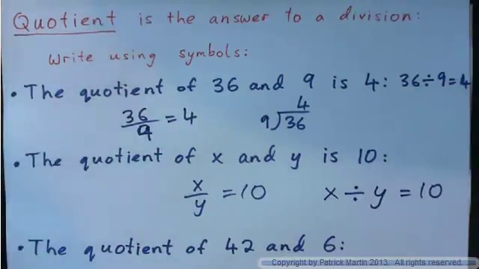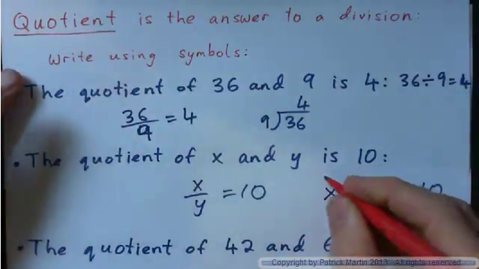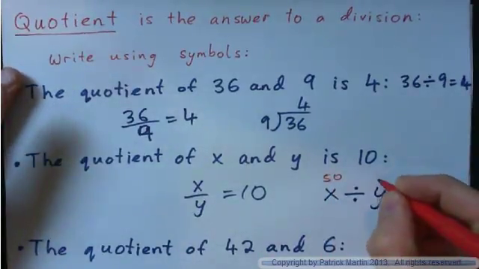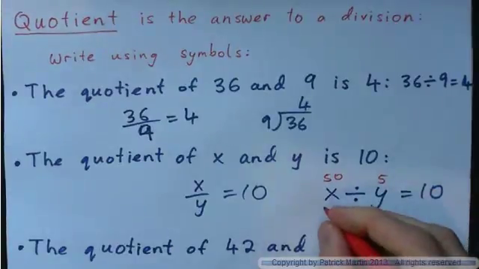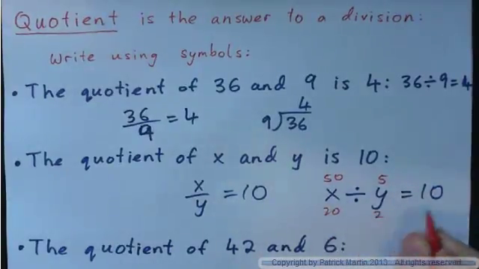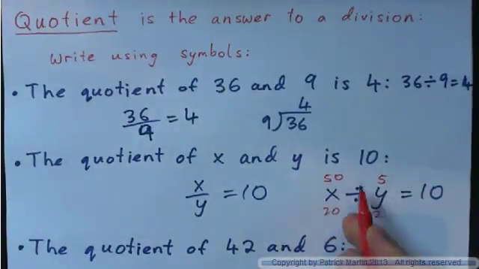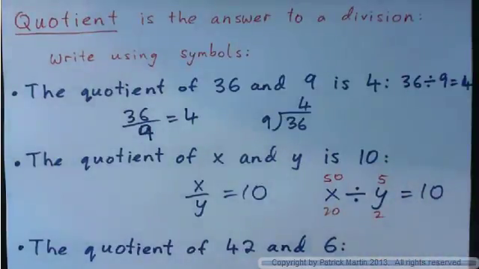By the way, what could x and y be to make that true? X could be, say, 50 and y could be 5. What else? Is there anything else they could be? Could they be 20 and 2? 20 divided by 2 is 10, right? 50 divided by 5 is 10. So x and y could be all sorts of numbers that divide to give 10.